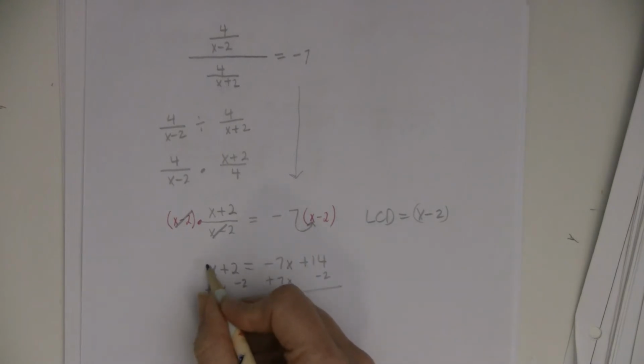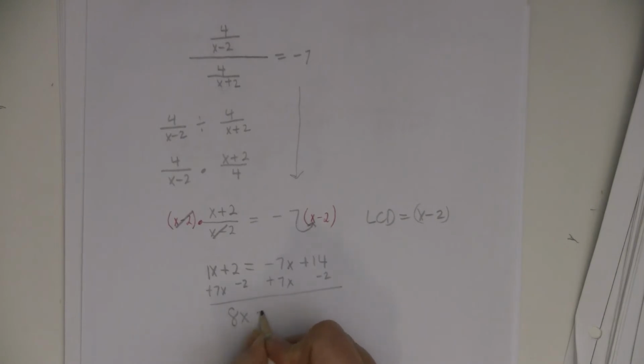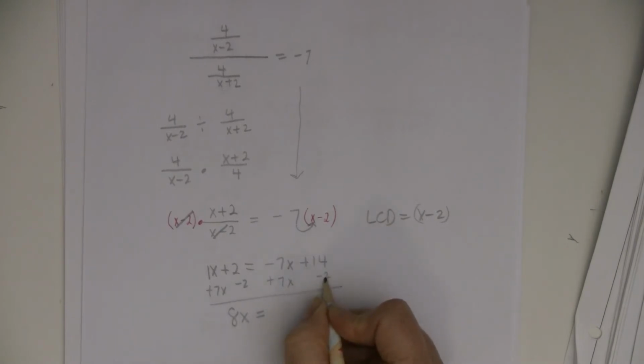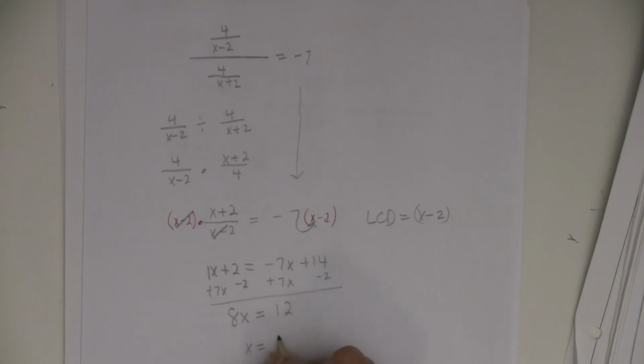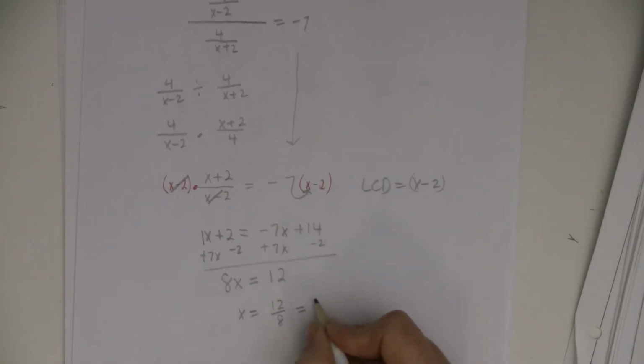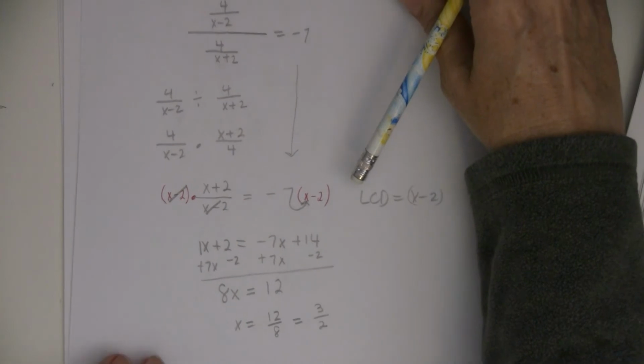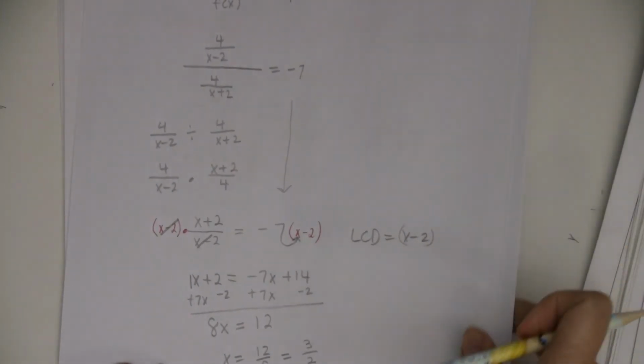And when the dust clears here, 1x plus 7x is 8x. And equals, I was thinking 16, because I was thinking, oh, it'll be a nice answer. But I think it's 12. And it's going to be a fraction as our answer, 12 over 8, which reduces by 4 to 3 over 2, right? Still a nice answer. There's nothing wrong with 3 over 2. 3 over 2 is quite beautiful, in fact.